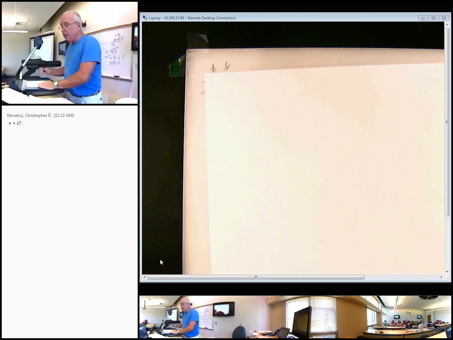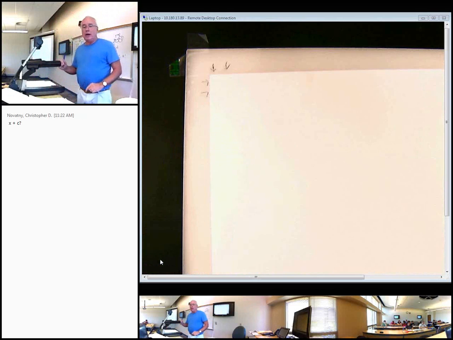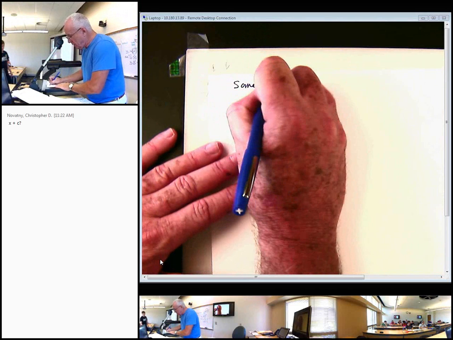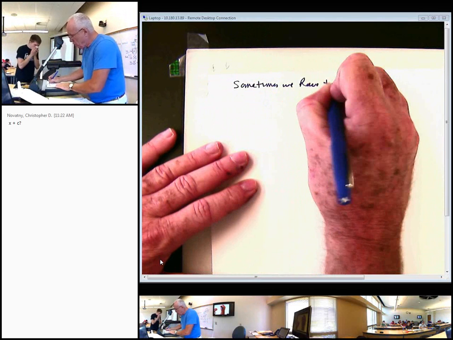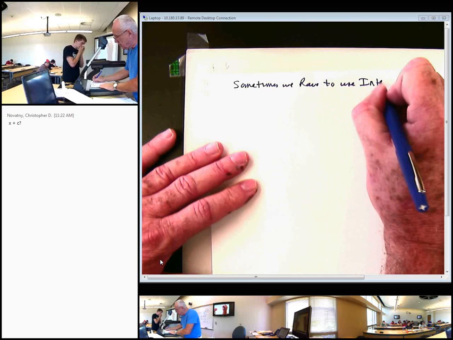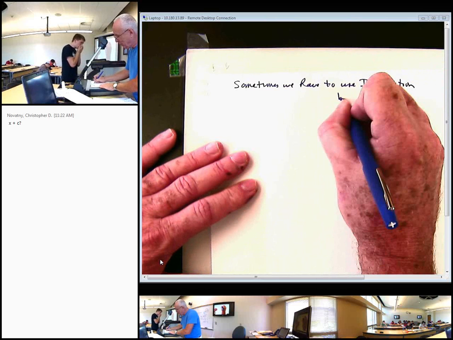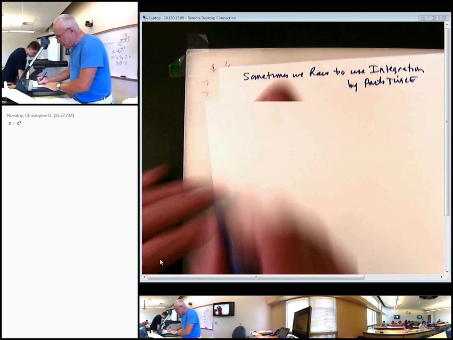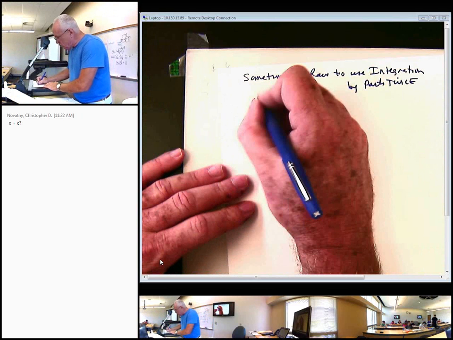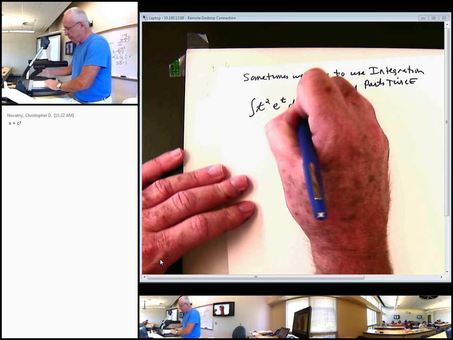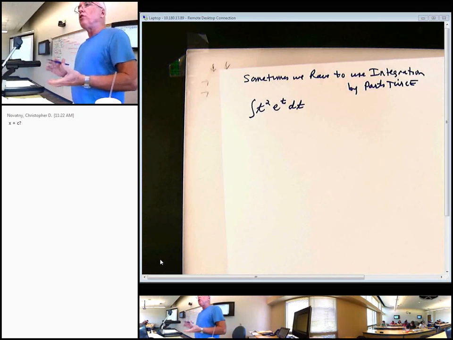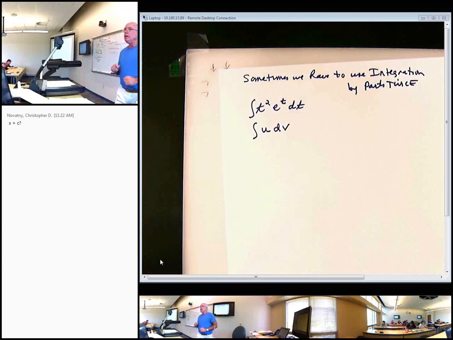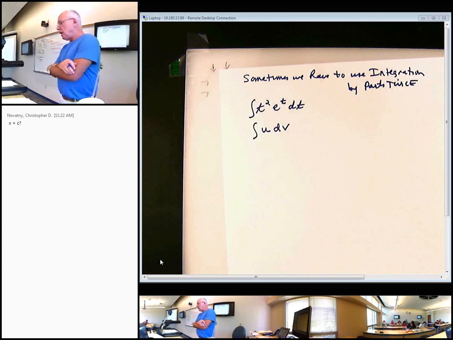All right. Now, here's another example. In this example that I'm going to do right here, we have to apply this rule twice. So sometimes we have to use integration by parts twice. All right? Okay. So let's look at this example. Antiderivative of t squared e to the t dt. Now we have to pick our u, we have to pick our dv, because this whole thing is the integral of u dv. Any ideas of what you might want to pick for the u portion of this?